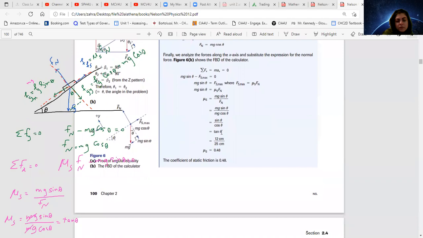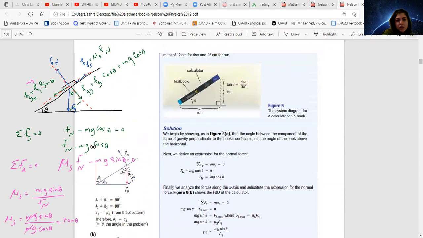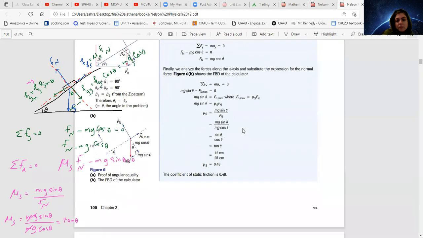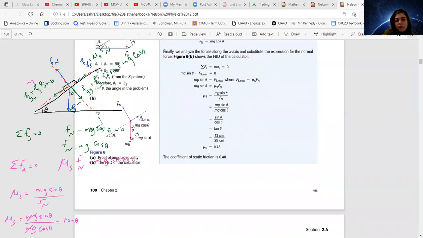If you have a dimension, how do we know the theta? The tan of theta is rise over run. You measure the height of the textbook and the run. When you measure these two, which are 12 centimeters and 25, 12 over 25 will be your tan. So tan is 12 over 25, which is 0.48, the coefficient of static friction.